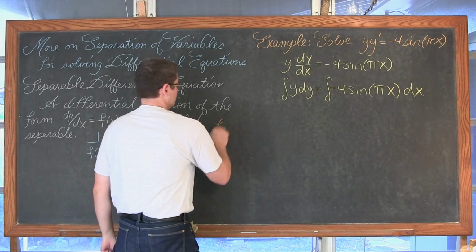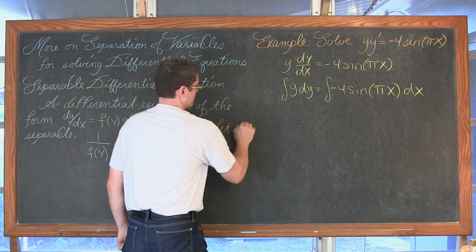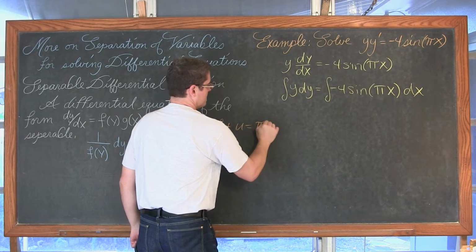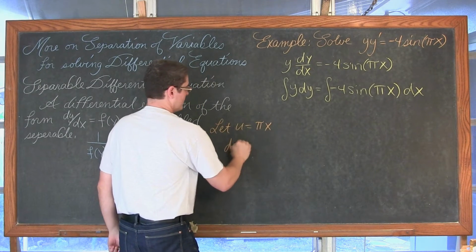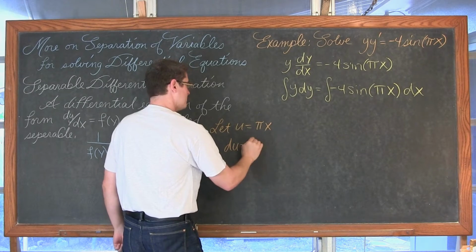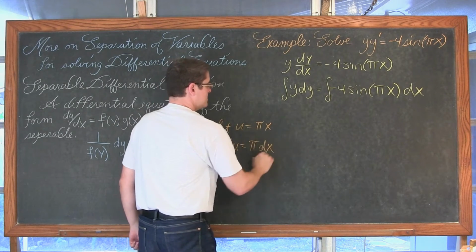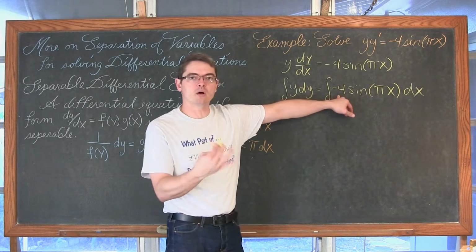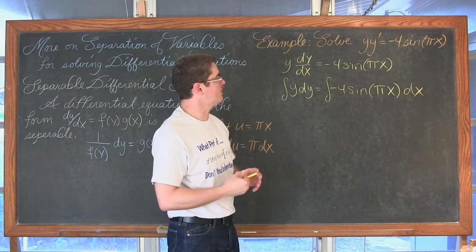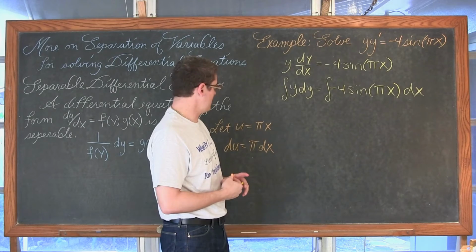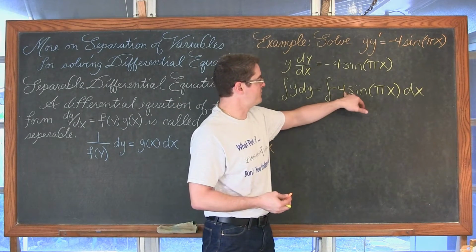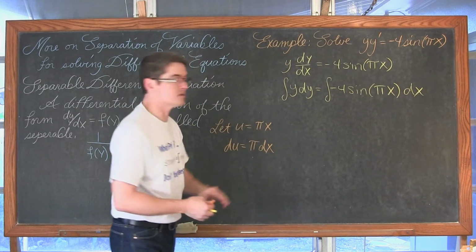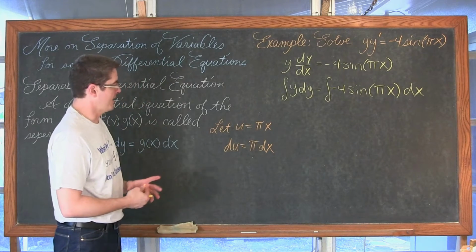so I believe that we can go ahead and let u equal pi x, and then du is going to be equal to pi dx. Well, we have a -4 out front. We're going to move that constant in front of our integral symbol here, and that would just leave us with a coefficient of x and not a coefficient of pi x.